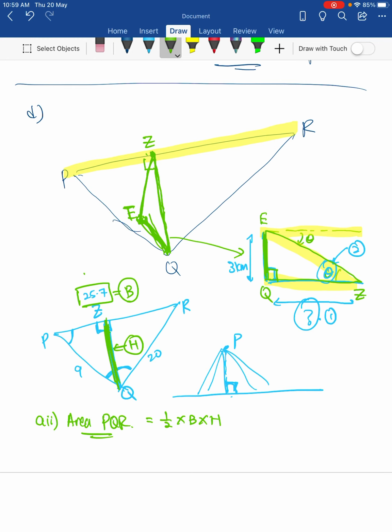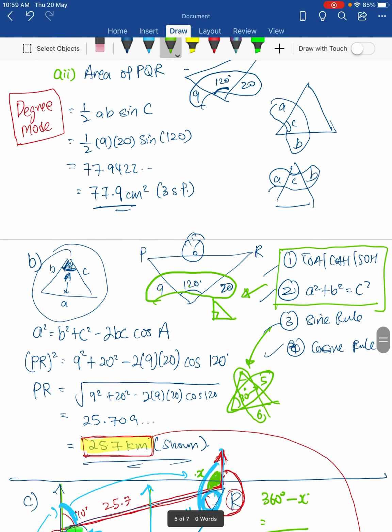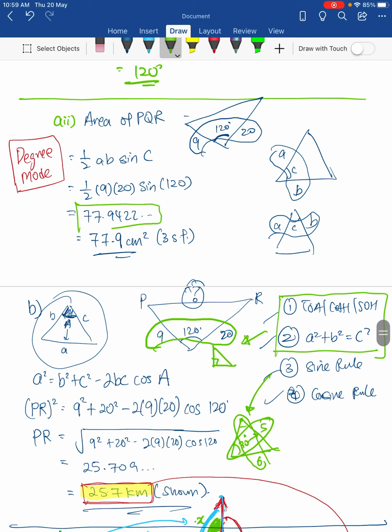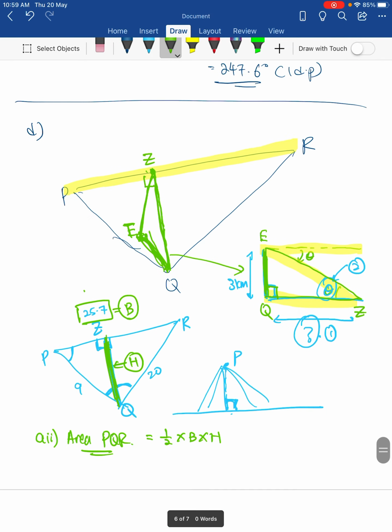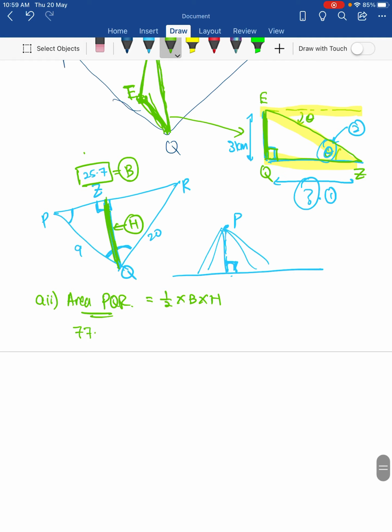Okay, so if we look back again, question A part 2, the answer is this. So we're going to use the more significant value, 77.9422. Okay, so let's put it down. 77.9422 equals half times our base, which is 25.7, times our height. So we can easily find the height. Okay, so by dividing by half and dividing by 25.7.